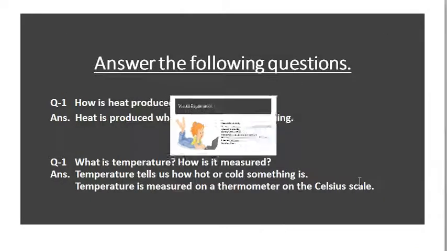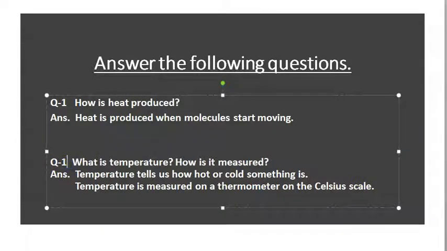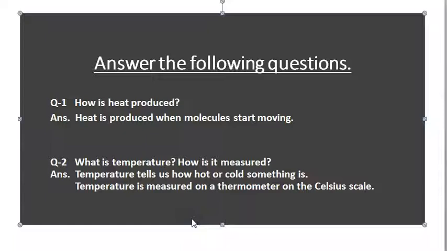Answer the following questions. You have two question answers. Question number 1 is, how is heat produced? And question number 2 is, what is temperature? How is it measured? Temperature tells us how hot or cold something is, and temperature is measured with a thermometer on the Celsius scale.